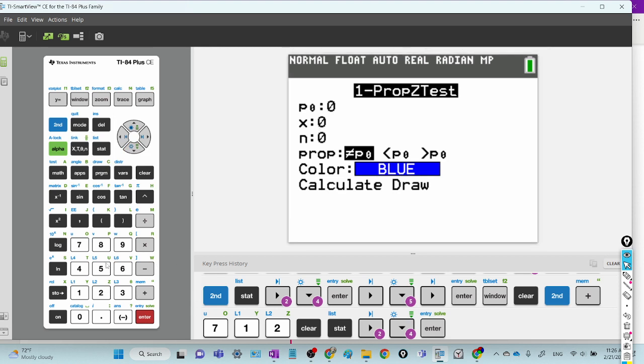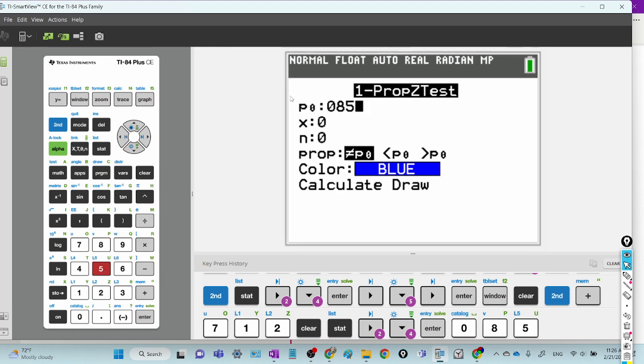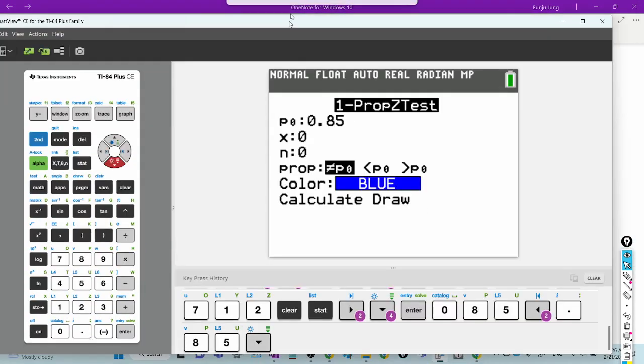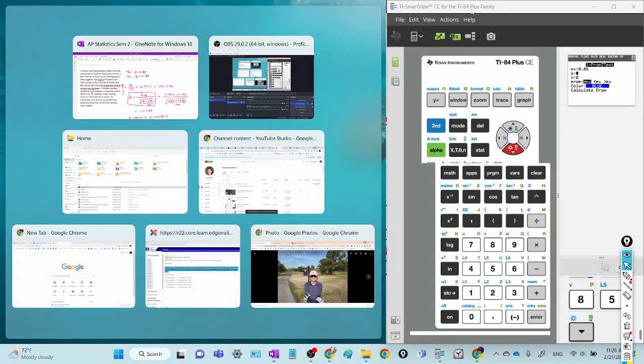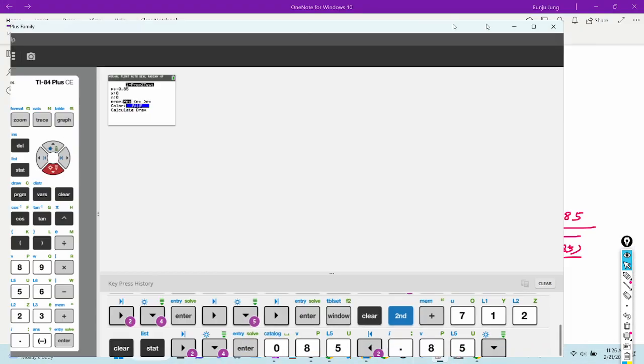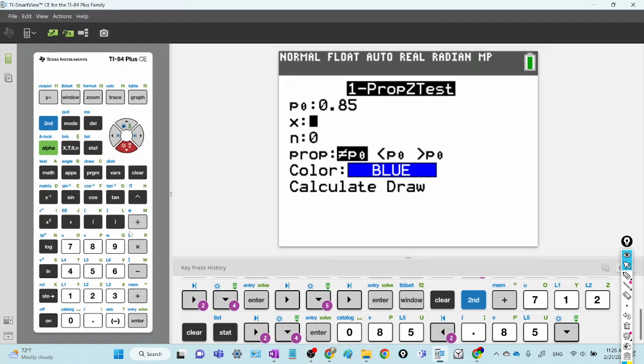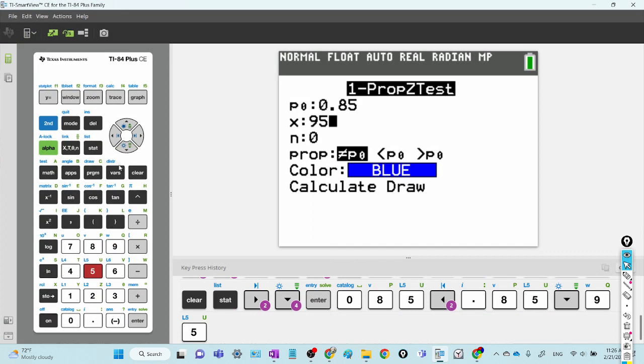What was the number? 0.85, right? Yep. P naught is from the probability on null hypothesis H naught. So 0.85. All right. And X is from the sample, so we have, what was the number? 95 and 120. Okay. Let me make it bigger. 95 and 120.